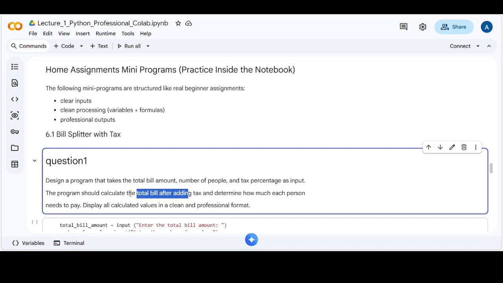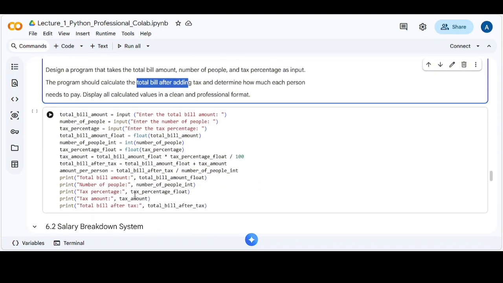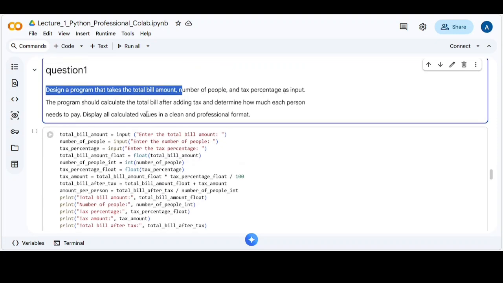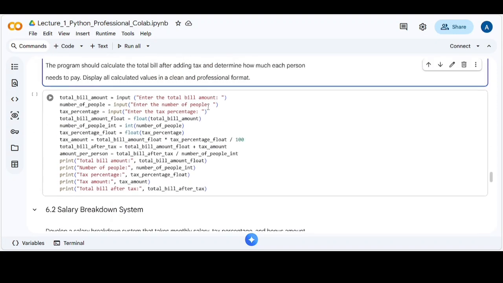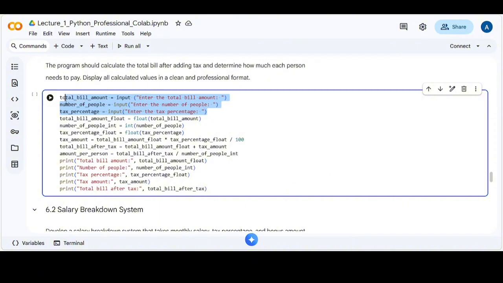So here's the complete coded example. We are taking inputs. The first thing is we need to determine what inputs we need. We have total bill amount, number of people, and tax percentage as input, and that's what we have done. We have taken three inputs here, and we have converted them into their respective data types. We know that whatever we take as input in Python is a string, so we have to typecast it into whatever data type we want to use.